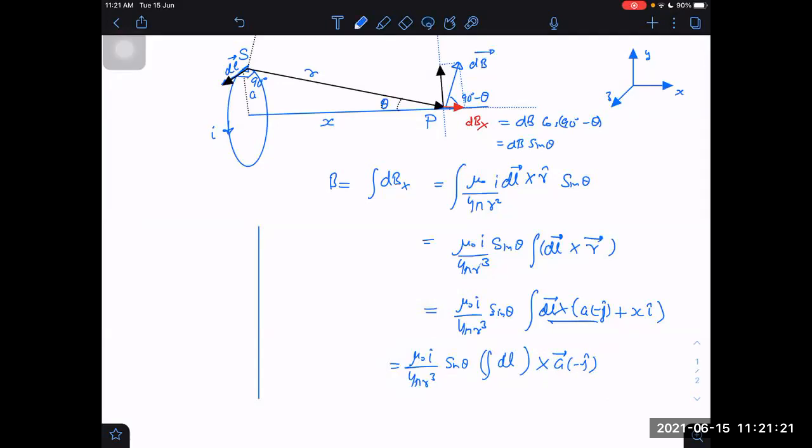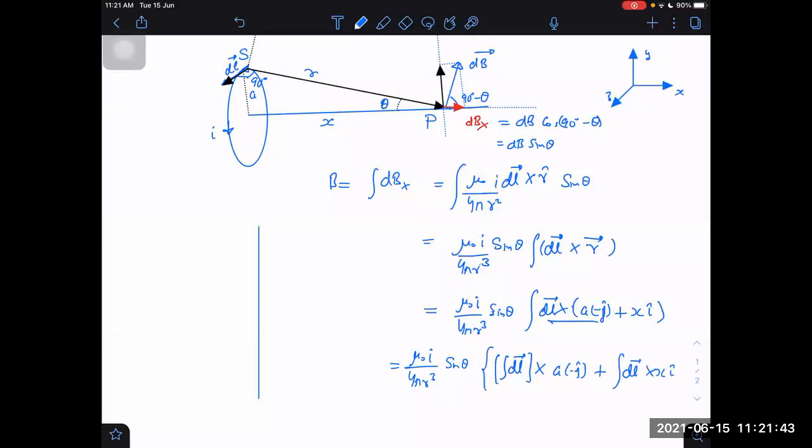But x is not a constant, so for that I can't do that. For this, I can do. I can take the cross common here and take dl separately. Whole cross, this is in bracket, whole cross a minus j cap. But for the second part, I have to take dl cross xi cap only, and I can't take it common.